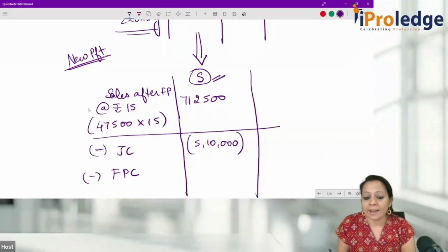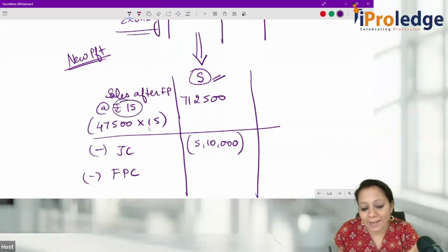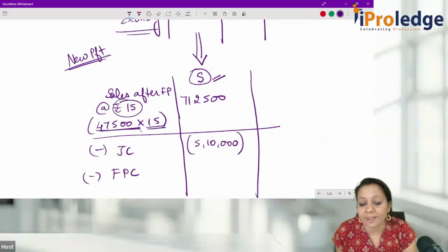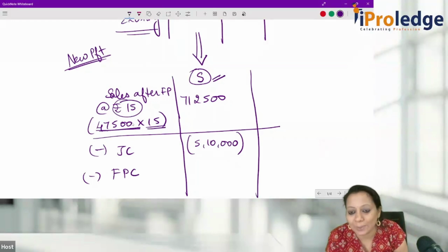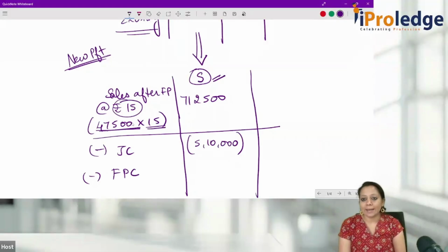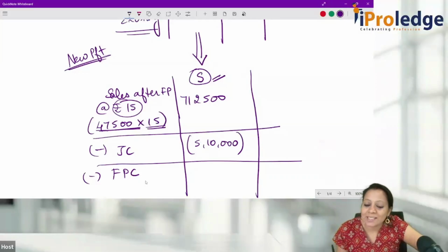So again, I'm repeating: after further processing, 15 rupees is the new selling price. I took that for 47,500 units, because every 1 unit of P is getting converted to 1 unit of S. Sometimes they will say 2 units of P become 1 unit of S, so accordingly you should check. So that is the joint cost share.